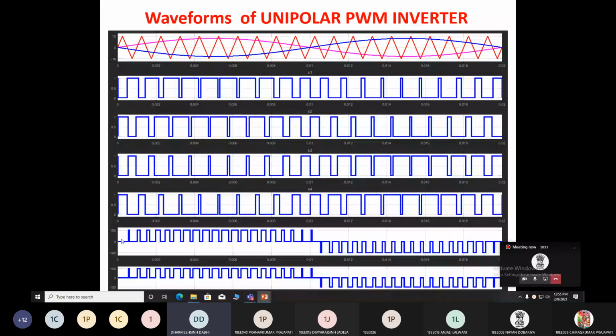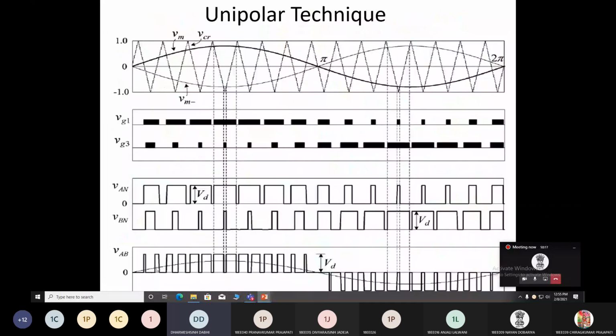If you take the average of this output voltage, that is a sine wave. We can see that here in this figure. You take the average points and join all these average points, so you get the output voltage nearer to the sine wave. Not an exact sine wave, but nearer to the sine wave. It means your output contains fewer harmonics. So out of all these PWM techniques, unipolar is the best one as compared to the other techniques.